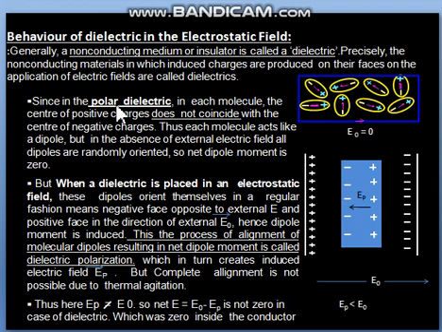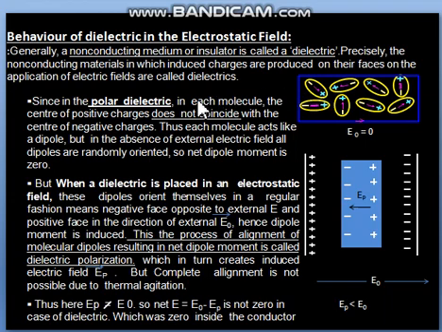Now first of all, we will understand what will happen when we do not apply an electric field and what will happen when we apply the electric field. So first of all, no electric field. Now it is the insulator case. In the polar dielectric, that means the insulator, it happens sometimes that in each molecule, the center of negative charge and positive charge do not coincide. And because they do not coincide, they behave like a dipole.